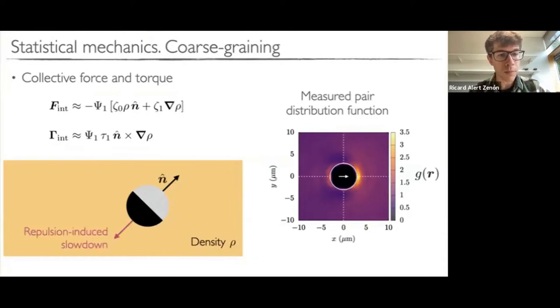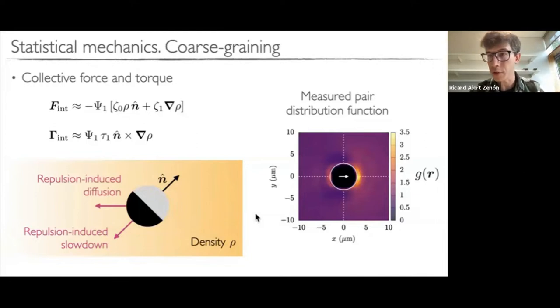This is what I call a repulsion-induced slowdown, because this force tends to slow the particle down. This force is precisely what is responsible for the traditional motility-induced phase separation, where the particles slow down because of this effect. Now, we have two additional forces. The first one goes with density gradient. If we consider a density gradient like this, there are more particles on the right than on the left, and therefore this particle will be pushed by repulsion toward smaller densities. This is like what happens in diffusion. Particles get pushed toward smaller densities, and this is why I call this a repulsion-induced diffusion.